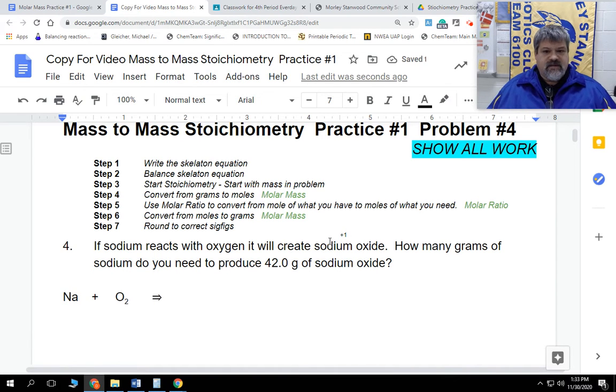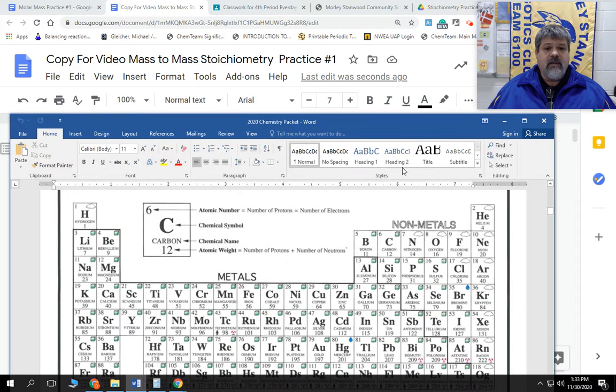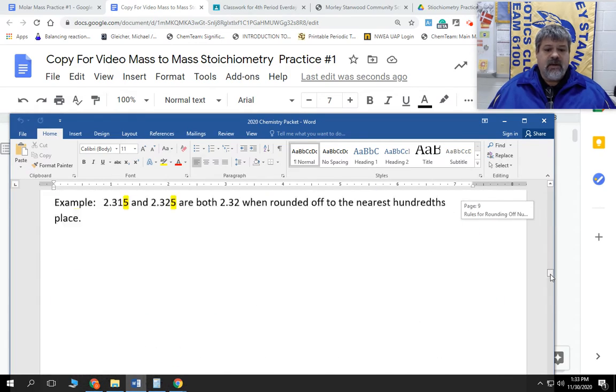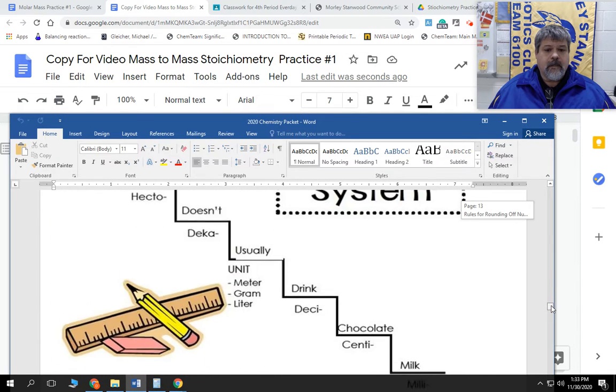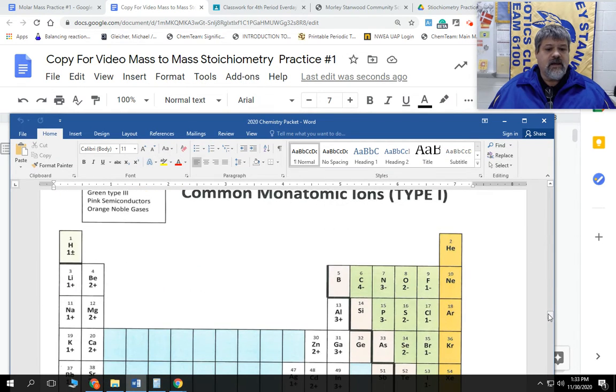Okay, but what's the charge of oxygen? Again, we can use our periodic table, and I'm going to do something a little bit different with that. I'm also going to scroll down to page 14, and we will see right here on page 14 that sodium is a +1, but oxygen is a -2.